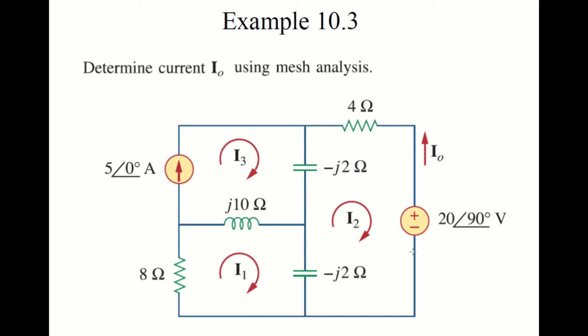If you look at this circuit here, the values of the capacitor and inductor are already in complex numbers, so you don't have to convert them. Even the current source and voltage source are already in phasor form, so it's much easier. The first thing that you need to do is to assign the currents. We have three meshes over here, 1, 2, and 3. So we assign the currents I1, I2, and I3.